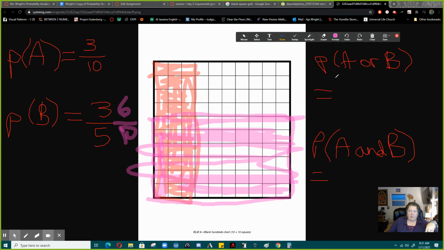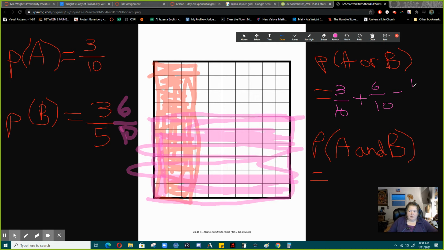So I want to add up 3/10 plus, I want to add up this part. Let me write it as 6/10 so I could actually add them together. But then I need to subtract away the double shaded part. And the double shaded part is 1, 2, 3. It's like 3 by 6. So it's 18 little squares there, and there's 100 total here.